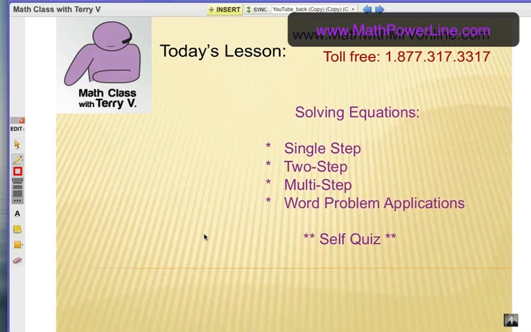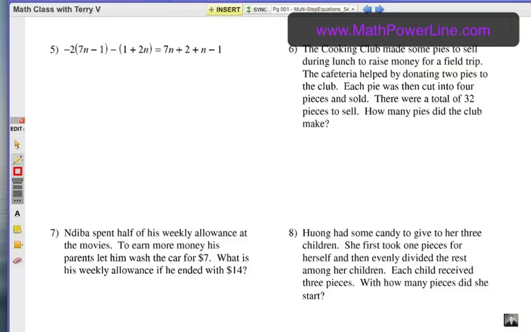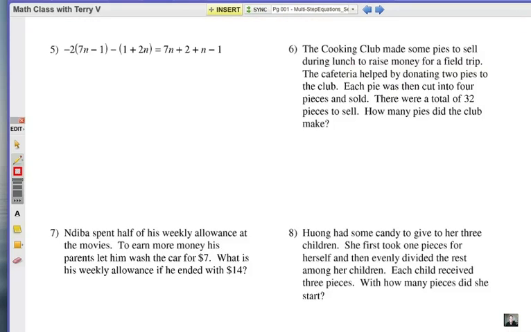Let's take a look at this self-quiz to finish the video series. I have 4 more problems for you to try, and get a piece of paper ready. And number 5, of course, is a multi-step equation. Notice the parentheses, you got some distributive property to do. And solve it. And 6, 7, and 8, of course, write an equation first and then try to solve that. All right, hit pause on this video and give them a try.